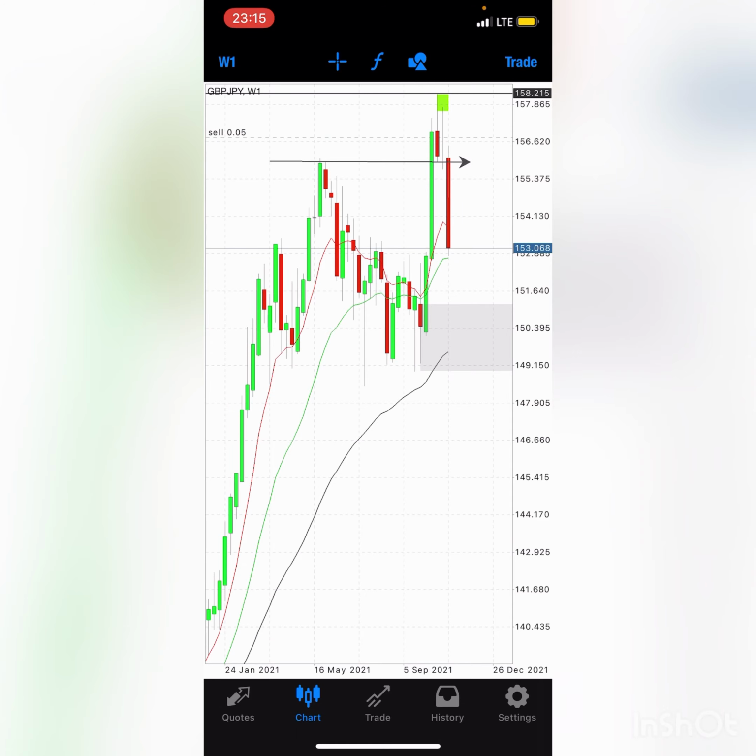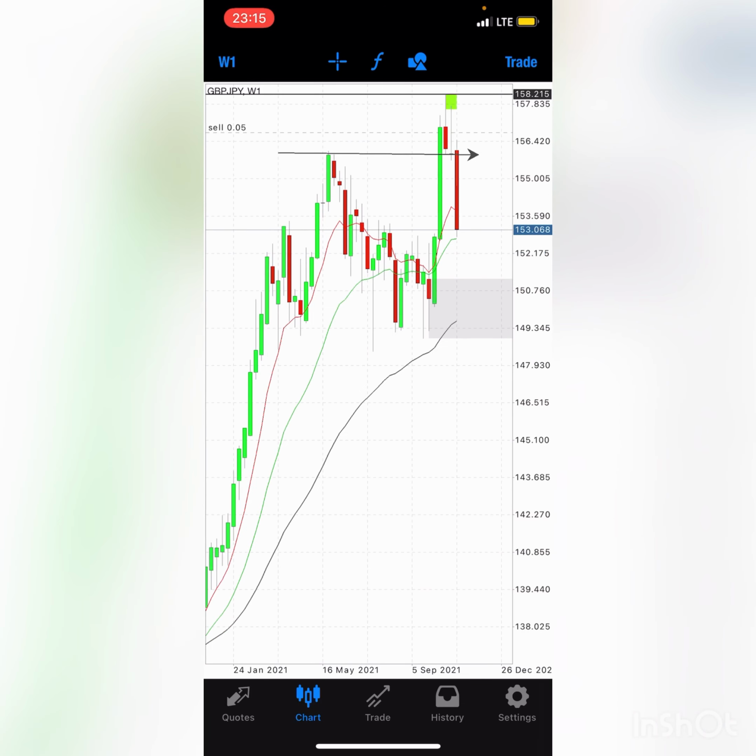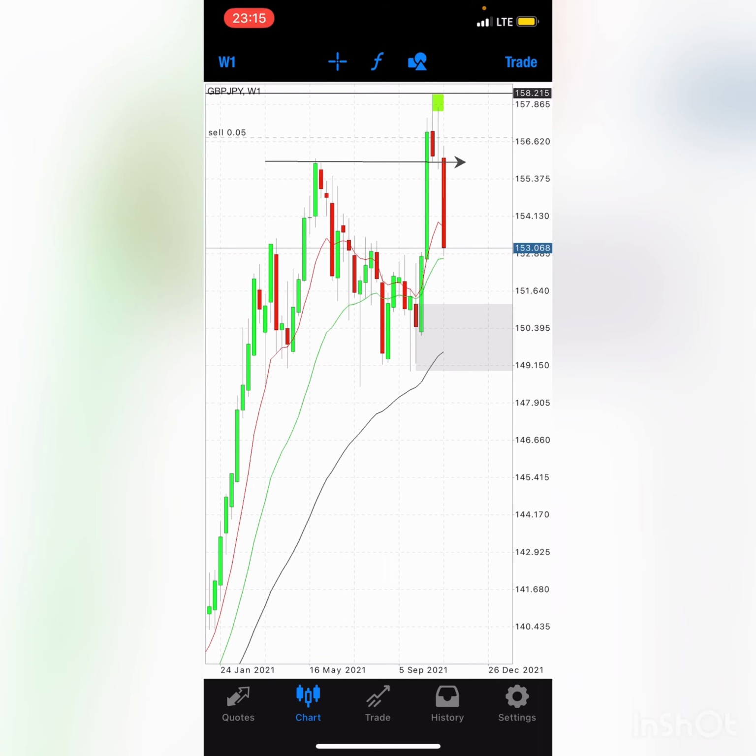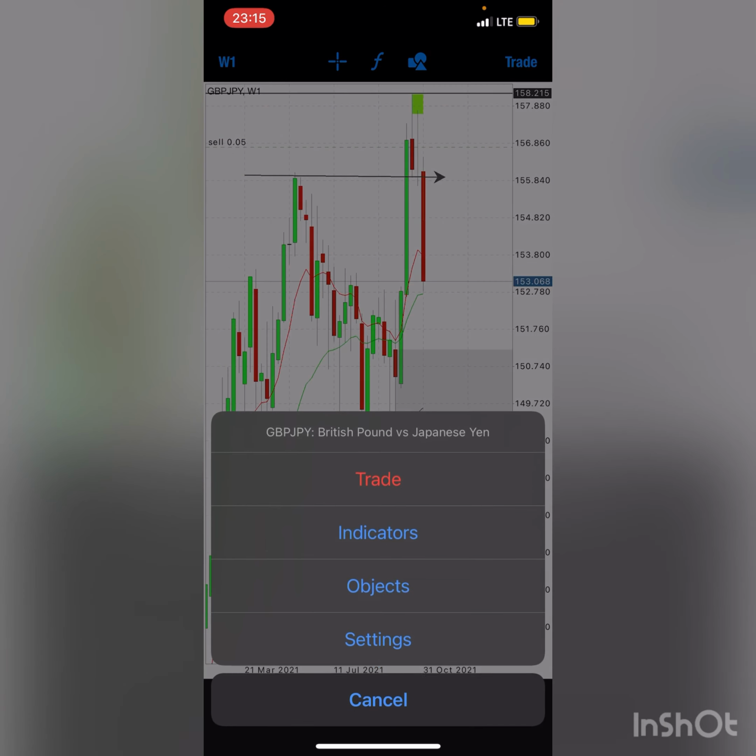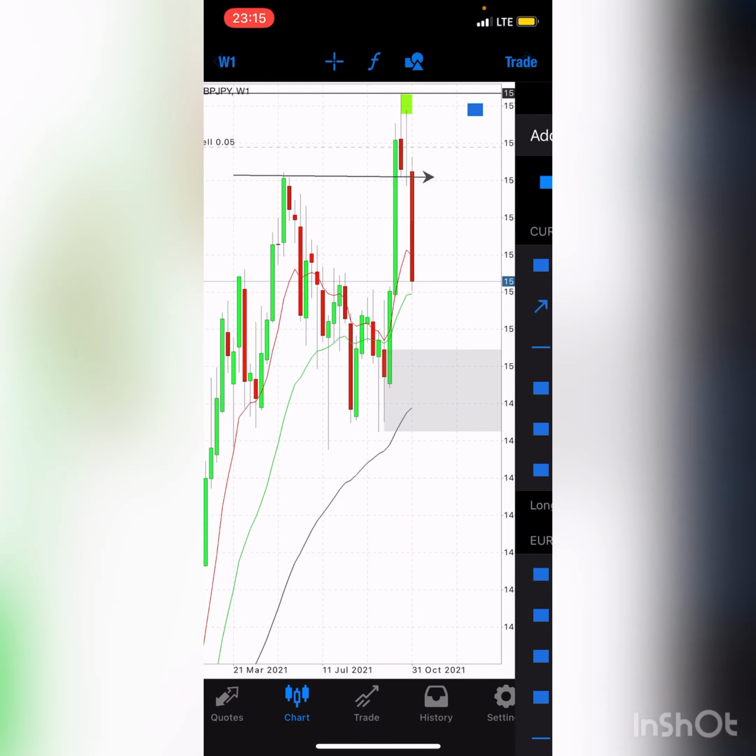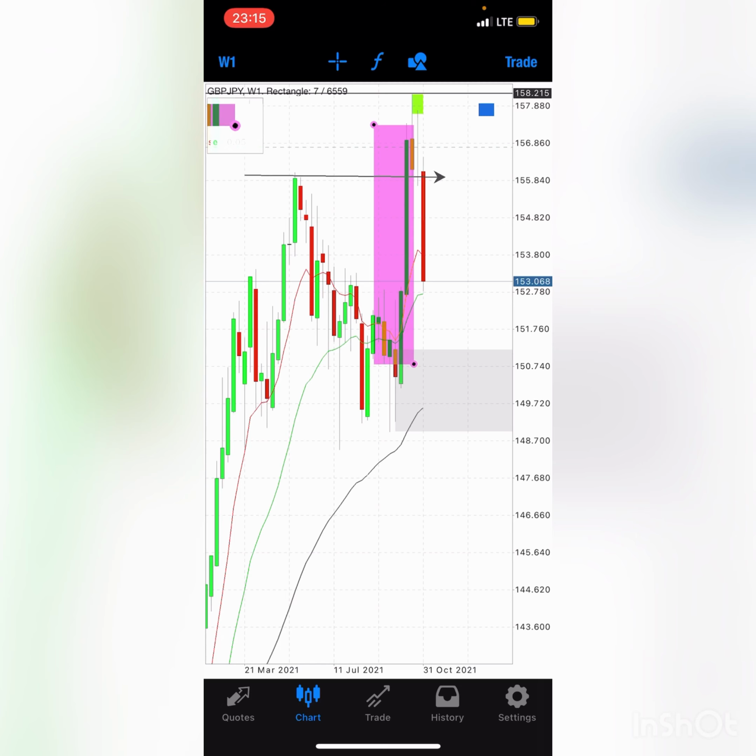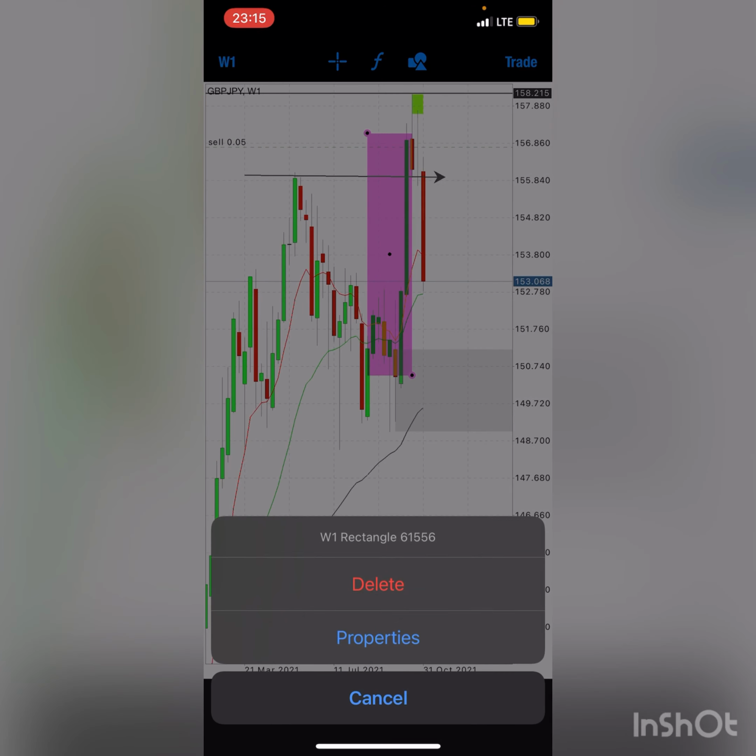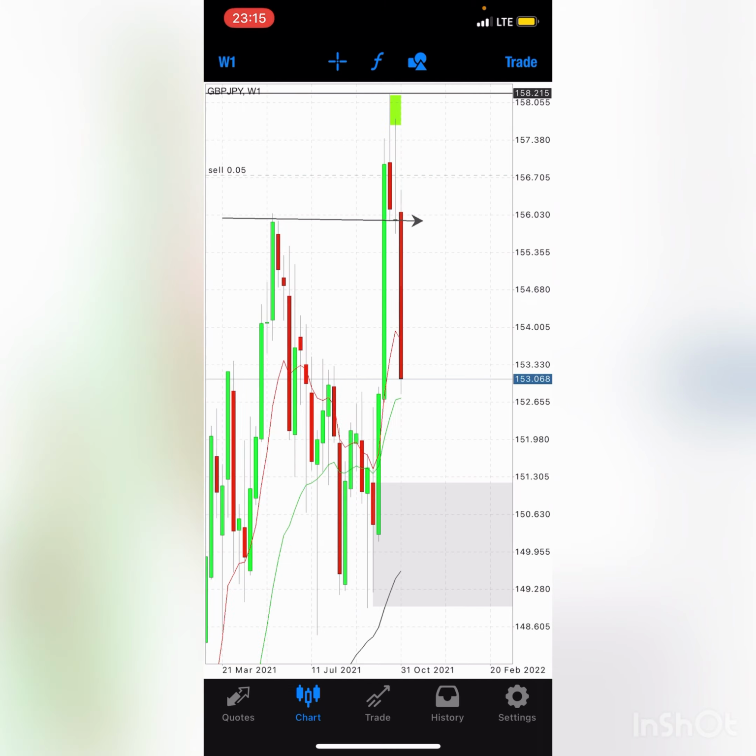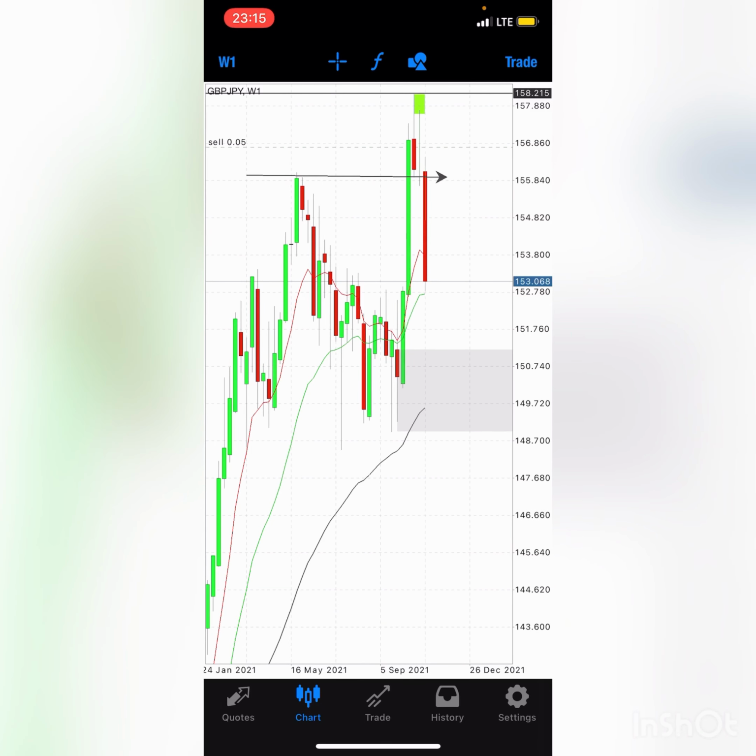Let me just zoom in. As you can see with the black arrow, that was previous structure, right? And previous structure was broken, and it was broken by an impulse move, and this is the impulse move in pink right here, right? Like I said, it's categorized by large, strong candles with little to no opposing candles, right? So that happened, and when I saw that happened, I knew that price had to correct, right?